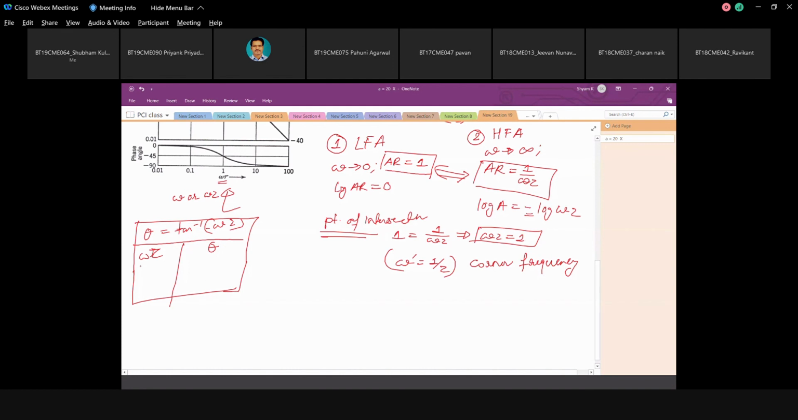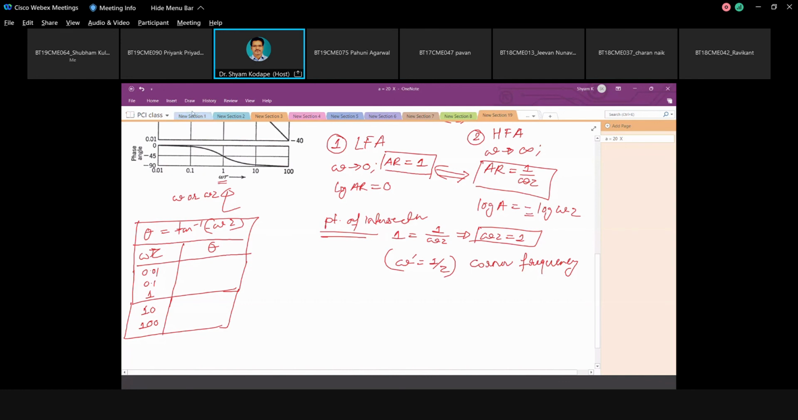Calculate when omega tau is 0.01. What is it at 0.1, at the corner frequency, at 10 and at 100? Sorry, correct. Omega tau. Okay, so you observe that when omega tau is 0, it is 0 something.